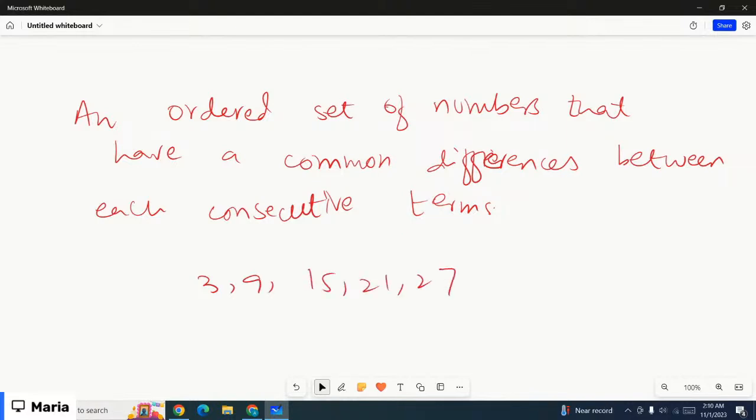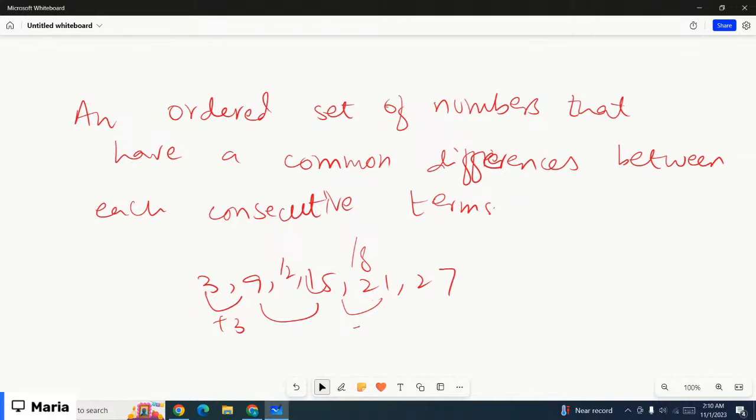Just see the pattern is increasing by 3 every time, right? 3 plus 3 is 9. 9 plus 3 is, one I missed, 12. 12 plus 3 is 15. 15, 18 I also missed. 18 plus 3 is 21. 21 plus 3 is 24. And then you have 27. They are the sequences like this, right? They are increasing by the same number of values. Their common difference is always same, right?